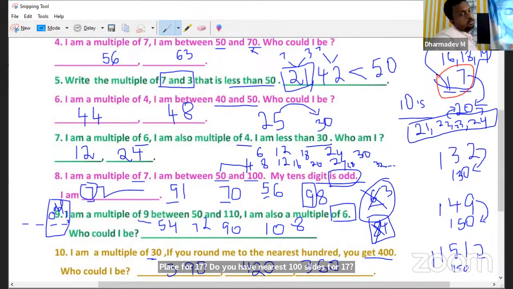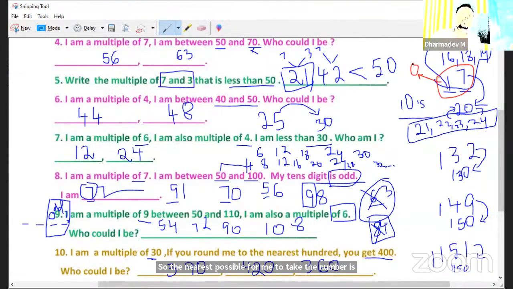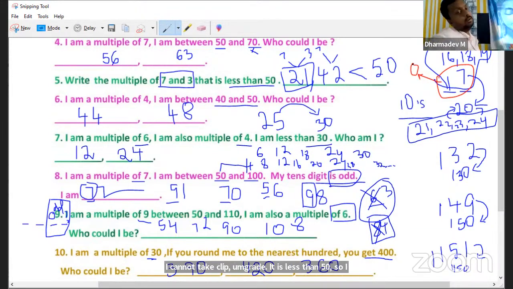What is it? Hundreds place. That is only one tens place. You don't have a hundreds place. So the nearest possible for me to take the number is 0. I cannot take it as 100. It is less than 50. So I cannot take it as 100. I have to take it as only 0.